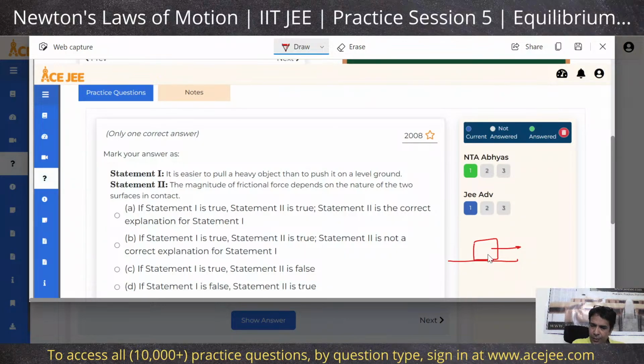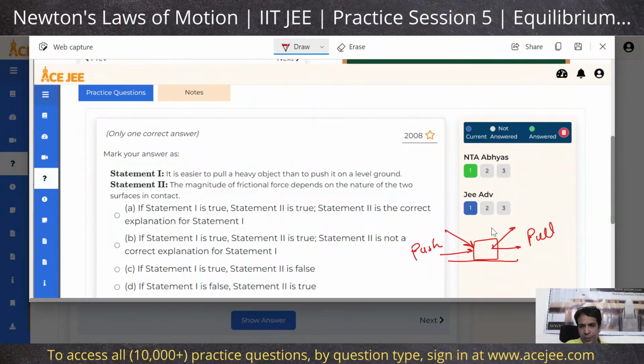Statement 1. So when both the forces, push and pull, right? This is pull, this is push. When the pulling and pushing are both horizontal, in that scenario, both the forces required will be the same. Yes? Correct, Namita? But if they are at an angle, then obviously pulling is easier.